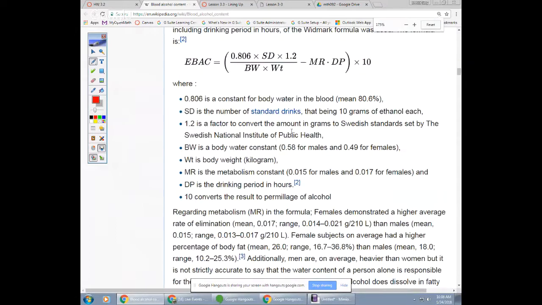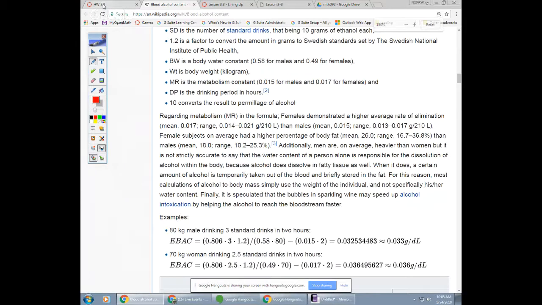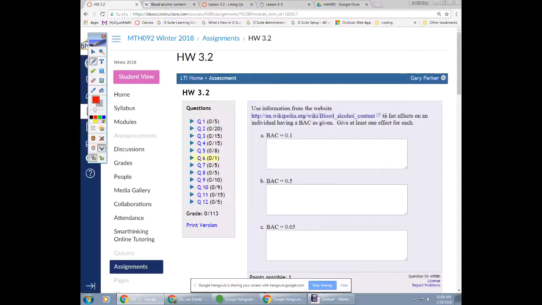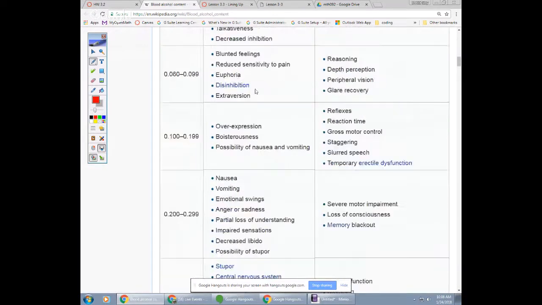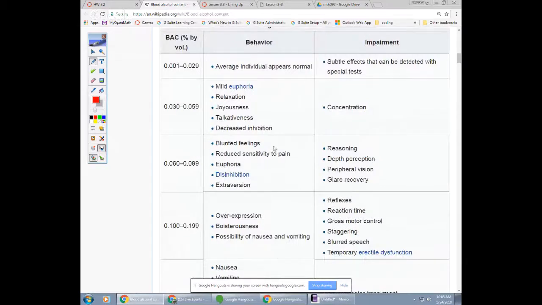So let me zoom out a little bit and read the directions here. So here, let's see, use the website to list effects on an individual having a BAC as given. So according to the website, take a look through here, they list what somebody might experience if they have a certain BAC. And so I just wanted you to look at what a given measurement leads to for that person, their behavior, and any impairments they might have. And just make a note of those in each box for that.